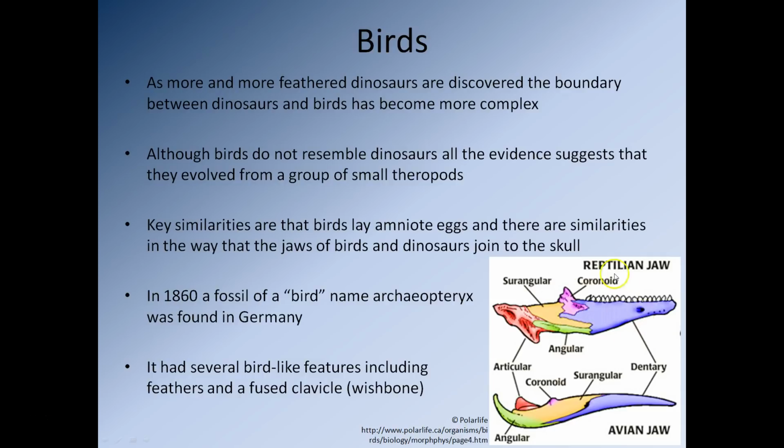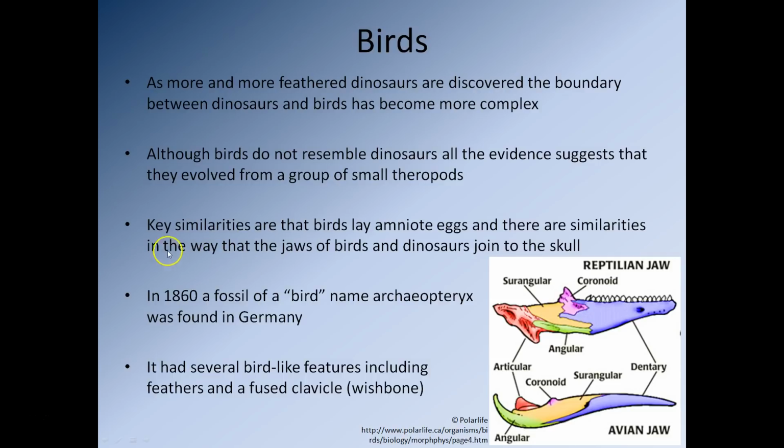Now, if you were to compare that to a mammalian jaw, on the other hand, you would see a mammalian jaw is considerably different. You'll see a mammalian jaw is mostly made up of this purply blue area here, which is called the dentary. All these other smaller bones here are either not present anymore, or they are considerably smaller. So the similarities between the reptilian jaw and the avian jaw are very noticeable.